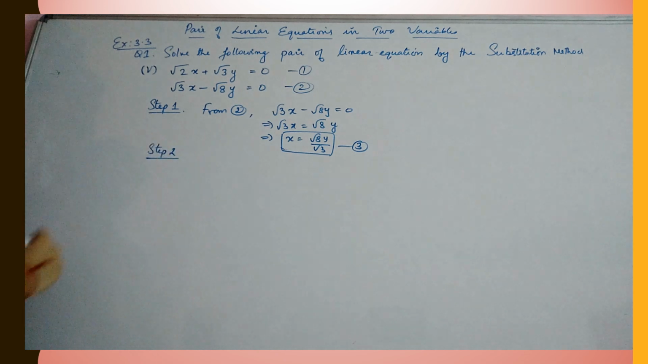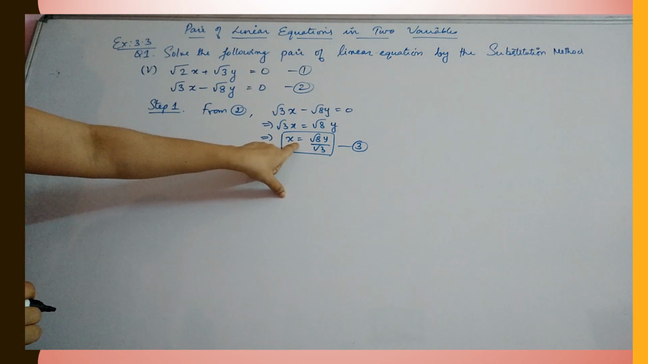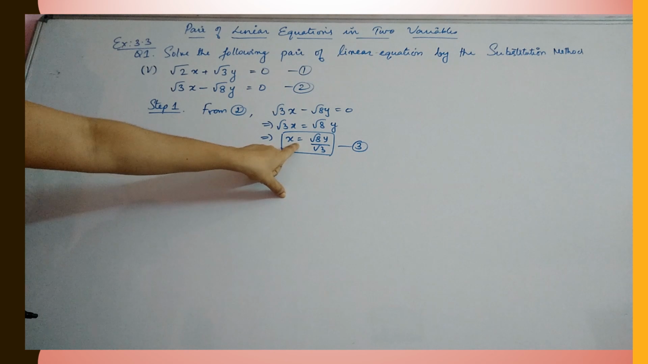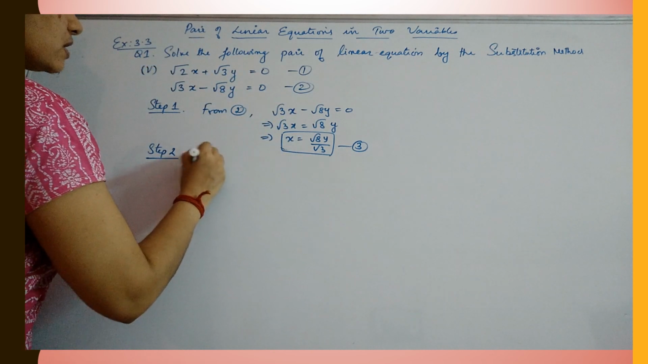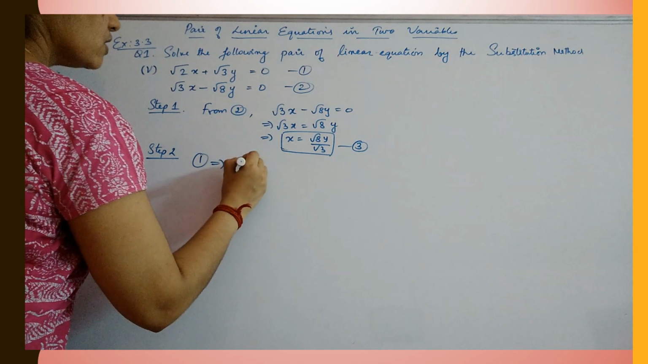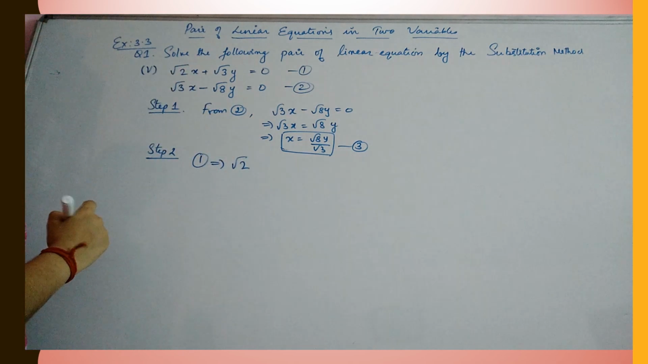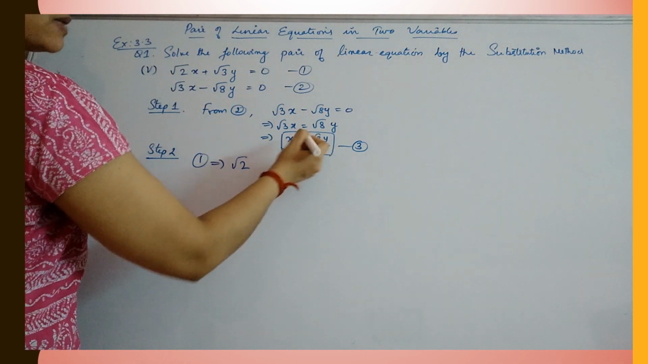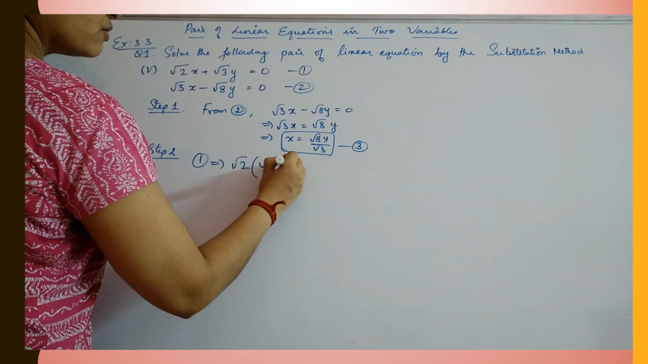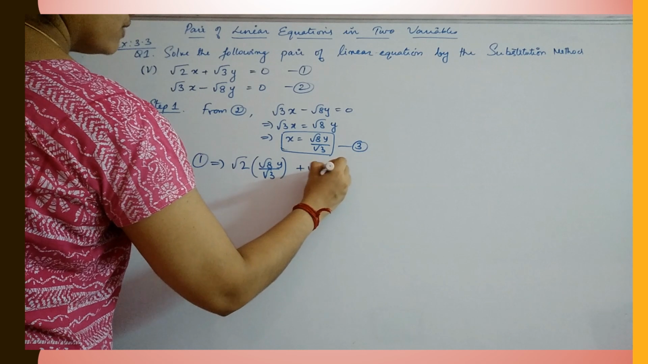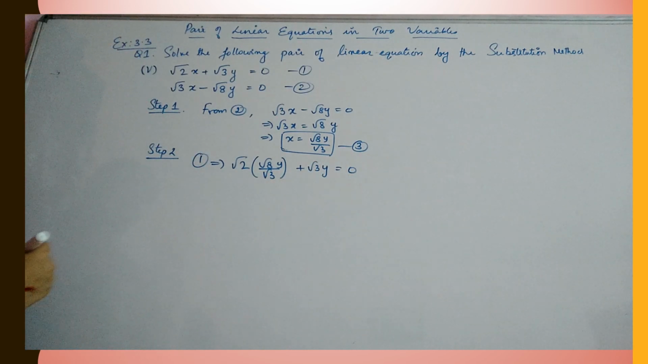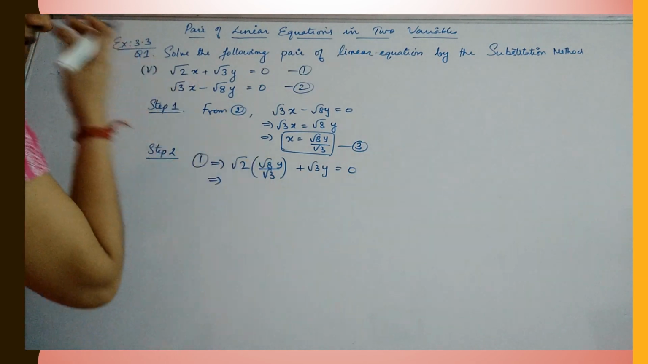You have to put this value in the equation which you have not used. The value of x you are replacing. So the first equation we have not used. So the first equation, it is actually root 2x plus root 3y equal to 0, becomes root 2 into, instead of x we will write, root 8y by root 3 plus root 3y is equal to 0. Again here we have to just simplify.